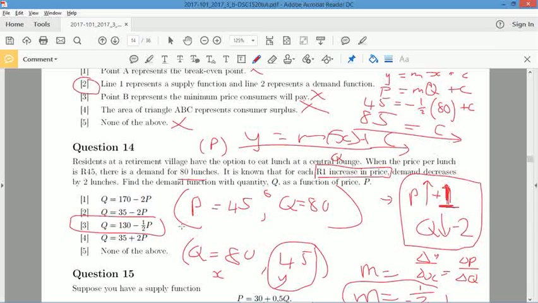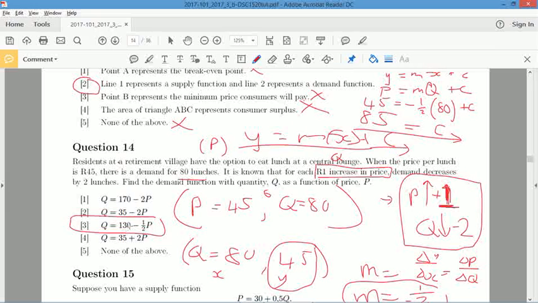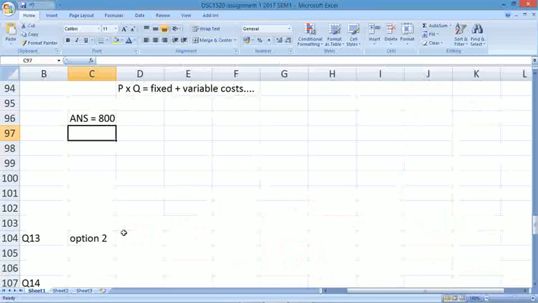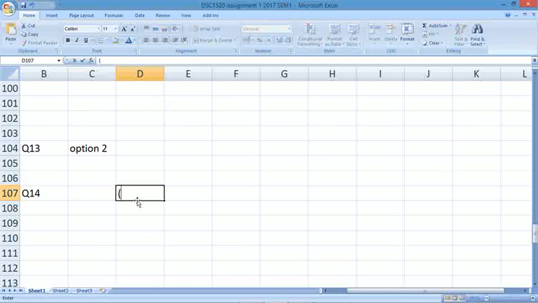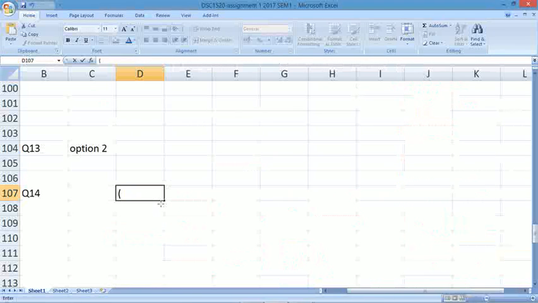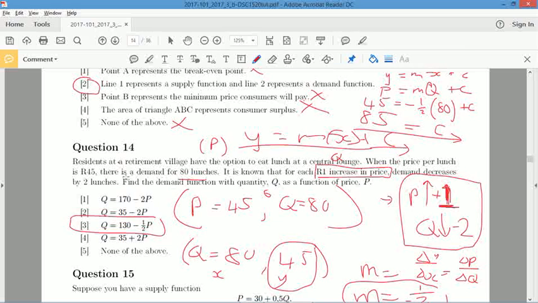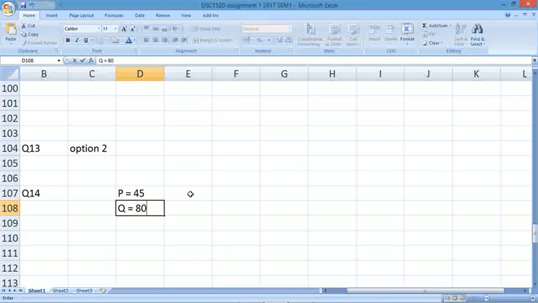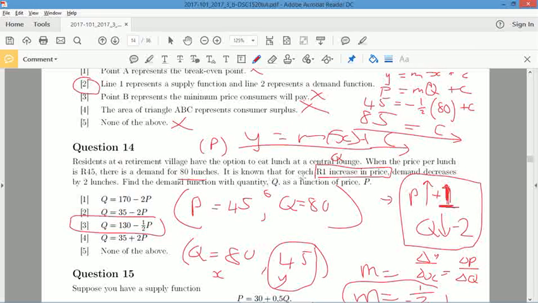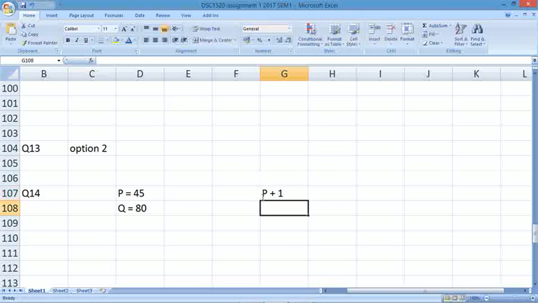Looking at that, this equation would actually be none of the above, because option 3 has 130. That wouldn't be correct. Let's just double check to make sure we've got the correct answer. When the price per lunch is 45, so when price equals 45, quantity equals the demand for 80 lunches. It is known that for each 1 rand increase in price, so P plus 1, Q would be not plus, minus 2.